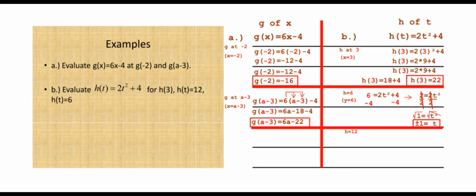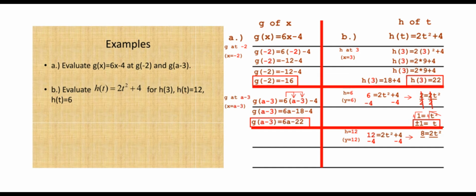Okay, h at 12, h equals 12. Remember, it's y equals, right? So it's the y value that we know. So it's the h value. So replacing the h of t with 12. 12 equals 2t squared plus 4. That means we're solving for t again. So getting rid of the 4 from both sides. Minus 4, since it's the opposite. 12 minus 4 will give us 8.